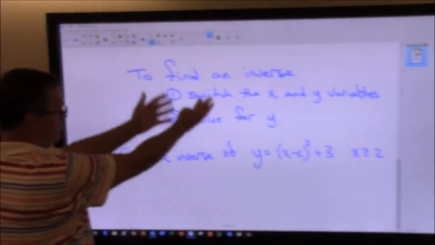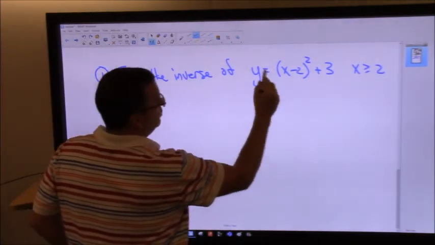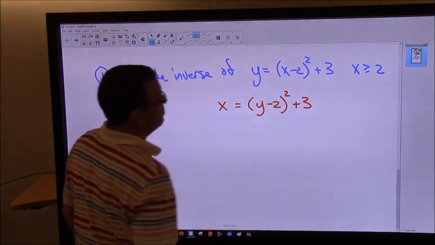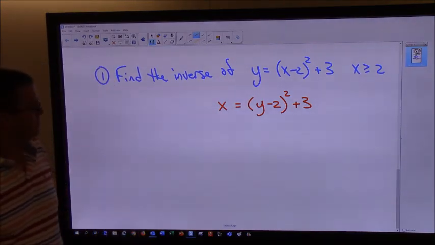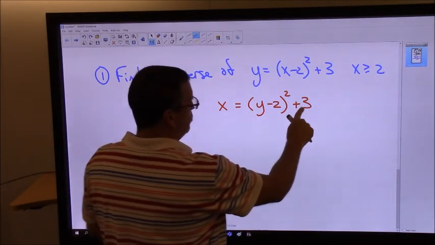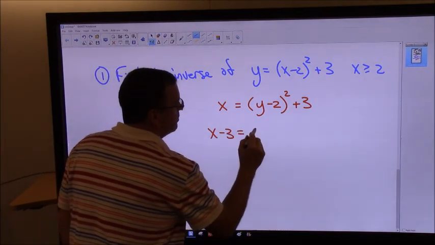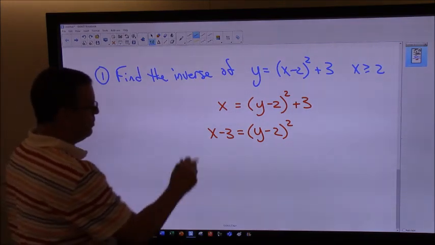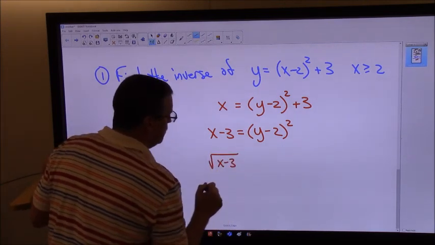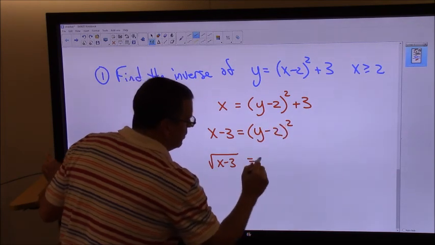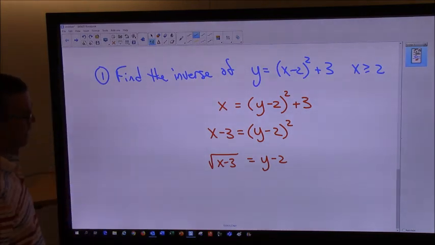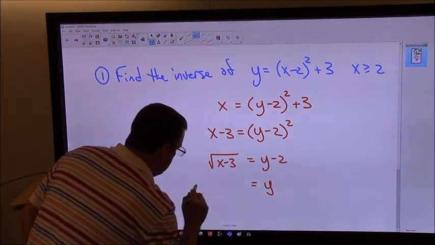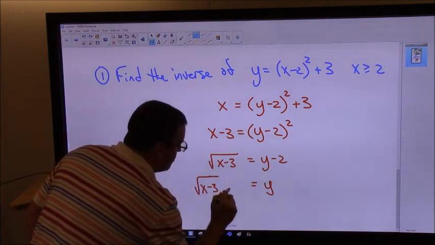Okay, so I'm going to follow these steps. First thing I want to do is switch my x and y variables. So x equals, in parentheses, y minus 2 squared plus 3. And now I just have to solve for y. First I'll get the set of parentheses by itself. I'm going to move this 3 to the other side and do the opposite. And then I'm going to take the square root of both sides. So square root of this would be the square root of x minus 3. Square root of something squared is just what was on the inside, y minus 2. And now I need to move the 2 to the other side, and it'll become positive. So I've got y equals square root of x minus 3 plus 2.